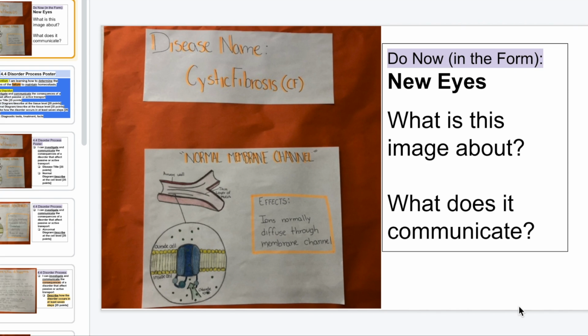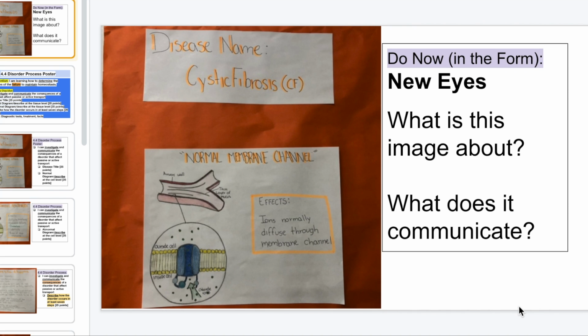Whaley, and we're talking about our 4.4 disorder process poster project. There's a lot of P's in that. Disorder process. Can you understand a disorder process? And can you investigate and communicate it? That's the more important part.